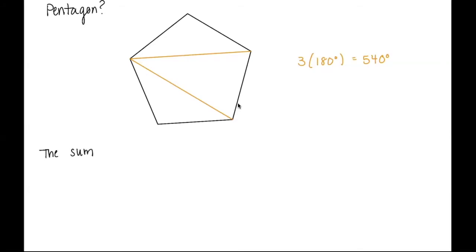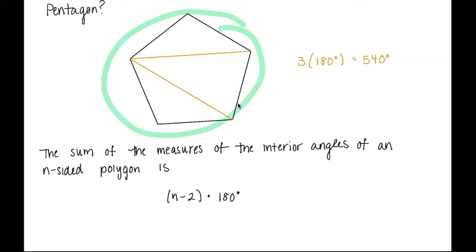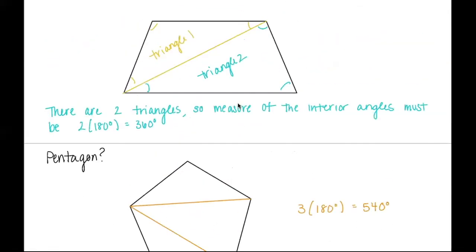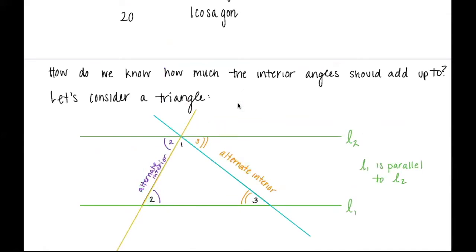So the sum of the measures of the interior angles of an n-sided polygon is the number of sides minus 2 times 180 degrees. Okay. So you can kind of see that this is a 5-sided figure, 3. 4-sided figure, 2. 3-sided figure has 1 triangle in it. Okay.